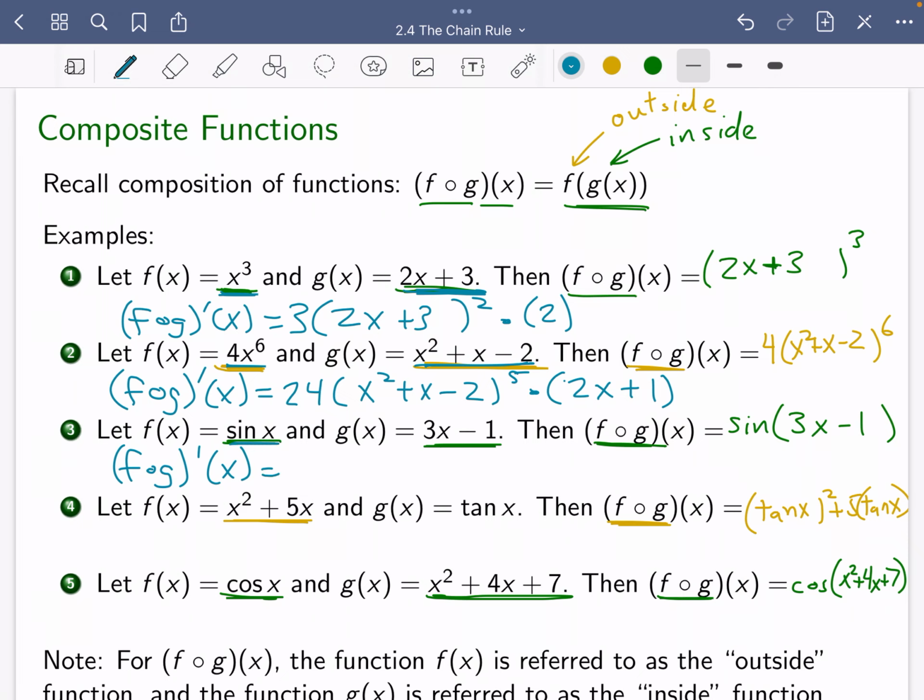Next, our outside function is sine, and the inside function is 3x minus 1. So if we're taking the derivative of this composite function, we take the derivative of the outside function first. So the derivative of sine is cosine of the stuff on the inside. The inside stays the same, so our inside function was 3x minus 1. And then we are going to multiply that by the derivative of the inside, by 3, because that's the derivative of 3x minus 1.